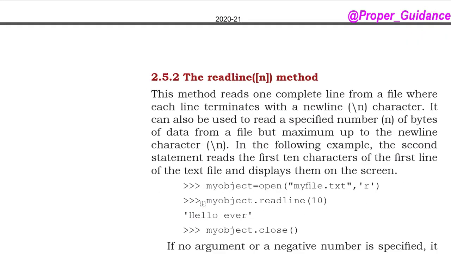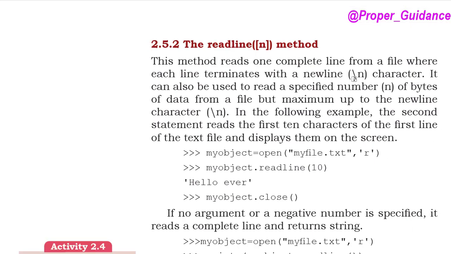And the readline method. This method reads one complete line from a file, where each line terminates with a newline character. It can also be used to read a specified number of bytes of data from a file, but maximum up to the newline character. In the following example, the second statement reads the first 10 characters of the first line of the text file and displays them on the screen.